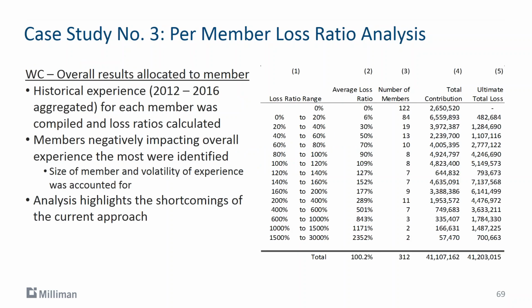Okay, so what were their results? What were some of the results of our analysis? So here, what I'm showing is, this is just focusing on work comp for right now, and these are the overall results allocated to each member.